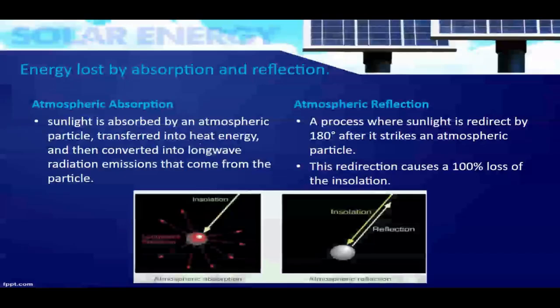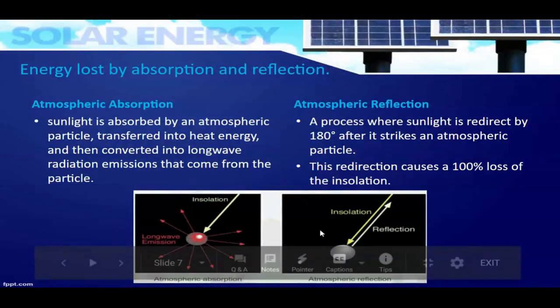Atmospheric absorption is the action of absorbing sunlight by an atmospheric particle, transferred into heat energy and converted into long-wave radiation emissions that come from the particle. And atmospheric reflection is a process where sunlight is redirected after it strikes an atmospheric particle. This redirection causes 100% loss of the insolation.